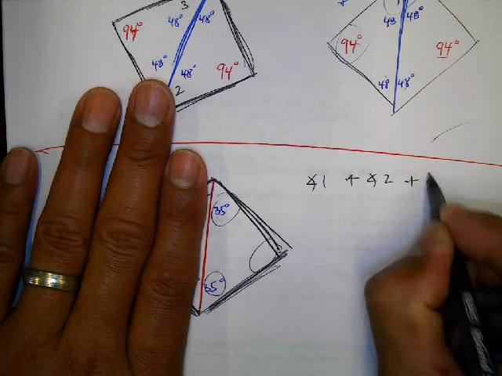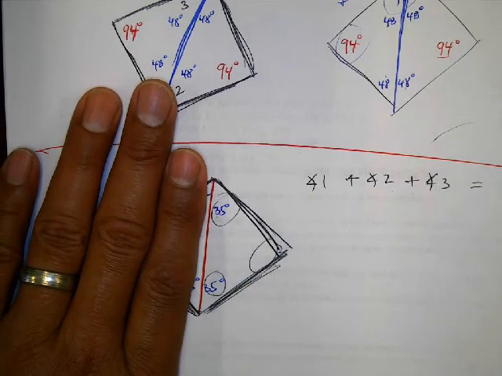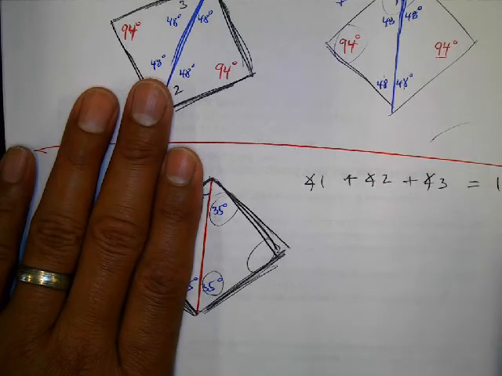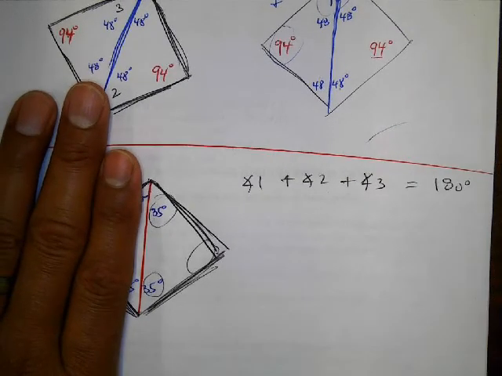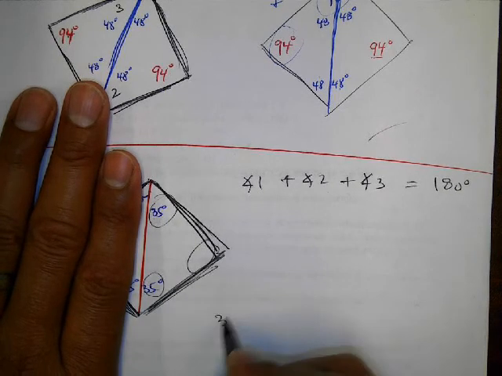Remember the three angles? Angle 1 plus angle 2 plus angle 3. Remember, for a triangle, what's also true for the sum of the interior angles? They also have to add up to 180. Isn't that funny? 180 is pretty popular in geometry.